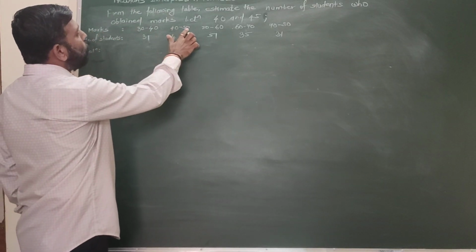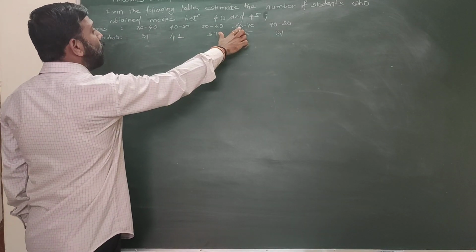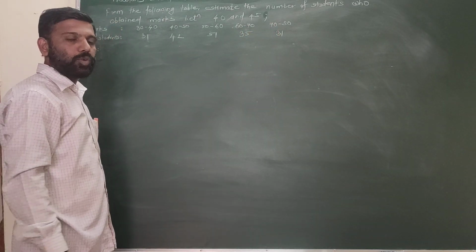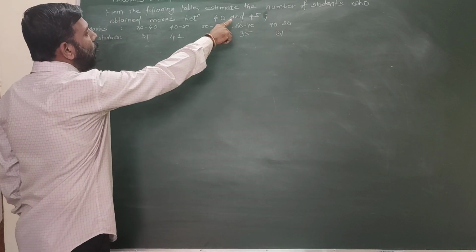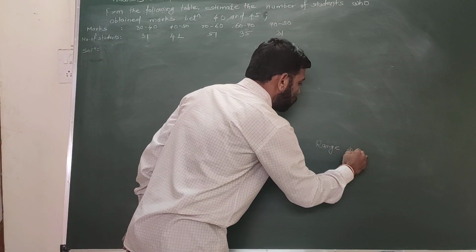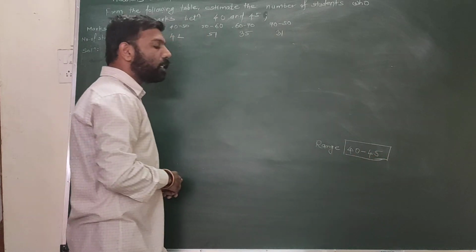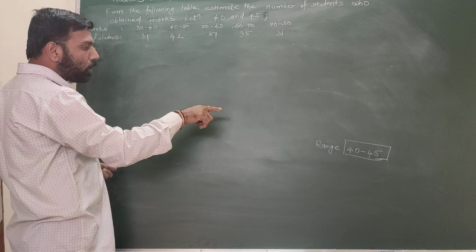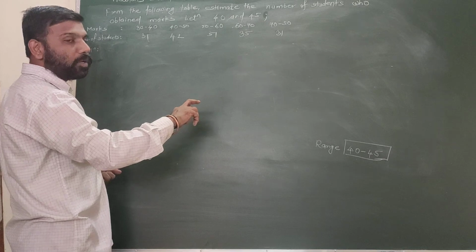Marks between 40 to 50, there are 42 students. Marks between 60 to 70, there are 35 students, and respectively so on. Now the question is, obtain the marks between 40 and 45. What it means? We have to find out the range 40 to 45. So in this range, how many students are there?